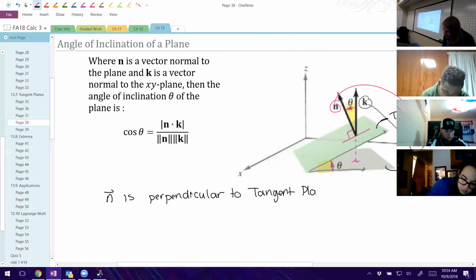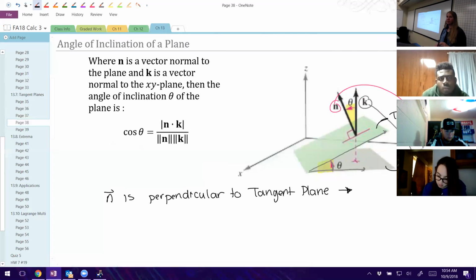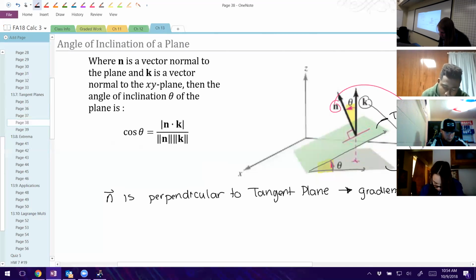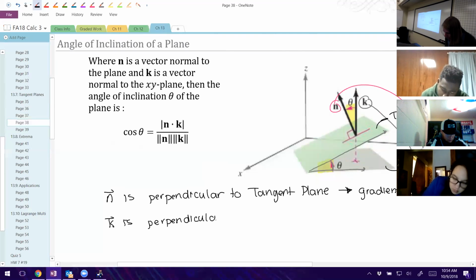And what vector do we know is perpendicular to the tangent plane? Think about what we just did in the last problem. So which vector have we been working with that's perpendicular to the tangent plane? The gradient vector. And so that's what we're going to use for this. We need this vector k to be perpendicular to the xy plane. There are an infinite number of vectors that would do this, but what's a really simple vector that's perpendicular to the xy plane?